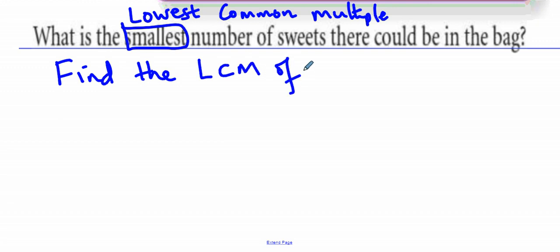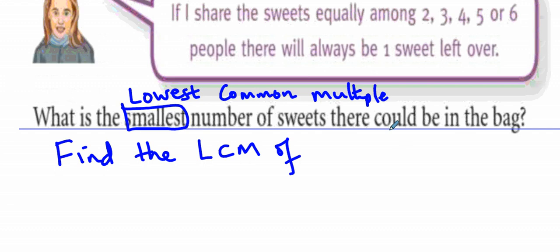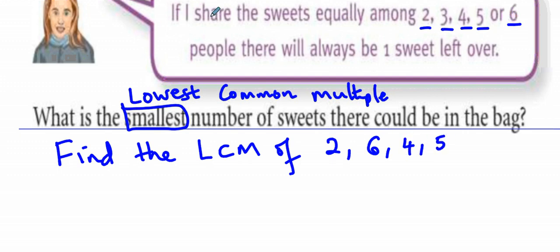of this number of people. We have 2 people, 3 people, 4 people, 5 people, and 6 people. So we're supposed to find the LCM of 2, 3, 4, 5, and 6. Sorry, let me arrange the numbers properly. Find the LCM of 2, 3, 4, 5, and 6. We have 5 numbers.